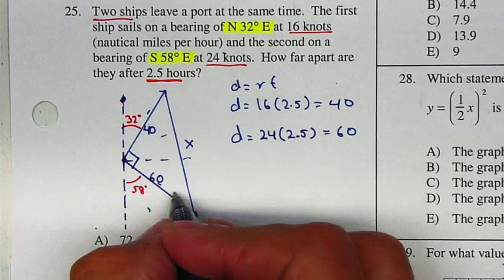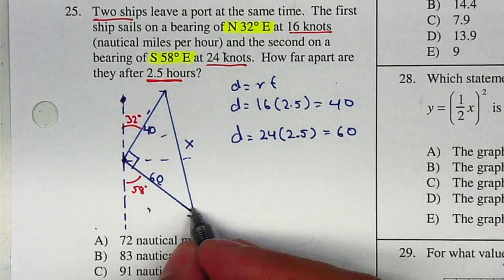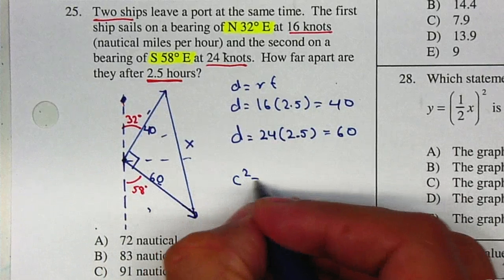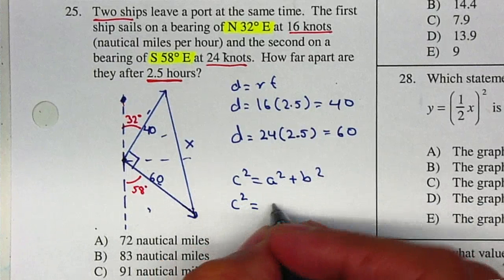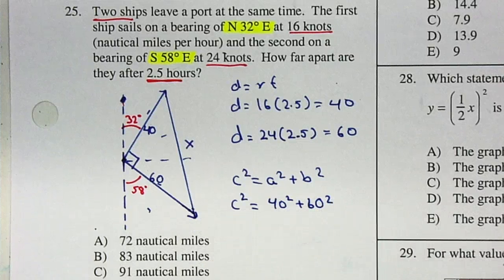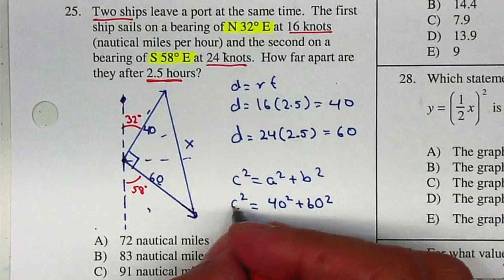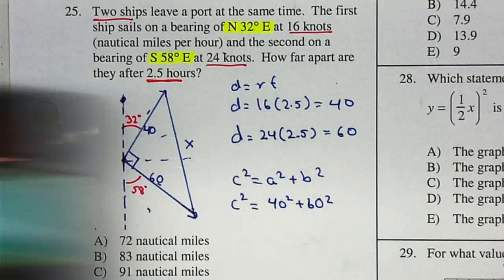I'm dealing with a right triangle, and I have two sides. I need to find the missing side, which happens to be the hypotenuse. So c squared is equal to a squared plus b squared. C is what I'm looking for. A will be 40 squared, and B will be 60 squared. A lot of the times I like to type everything into the calculator at once, especially with this calculator here. Makes it much easier.